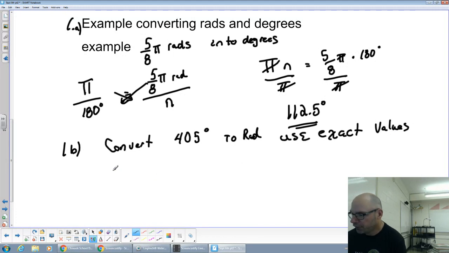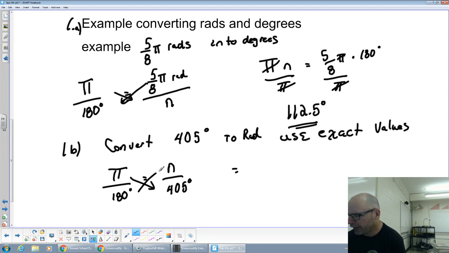Okay, so same idea, pi over 180 equals, now we got to change where we want the n, because we want radians this time, so the n goes on top, or x or whatever, and we want our 405 down here. So we cross multiply this way, we get 405 degrees times pi equals 180 degrees n. So we got to divide both sides by 180 degrees.